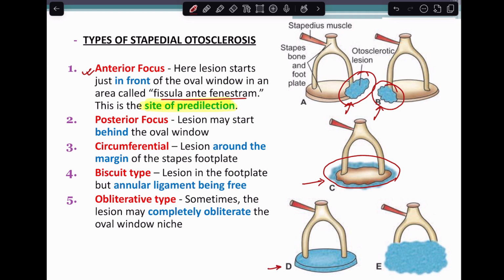Next, looking at image D, you can see that the whole of the footplate has been involved over here, but the annular ligament, which is around the footplate, will be free. This type is known as the biscuit type. And the last type, the image marked E, is the obliterative type, where the lesion completely obliterates even the oval window niche. So, these are the different types of stapedial otosclerosis depending on the exact site of involvement and how it involves it.